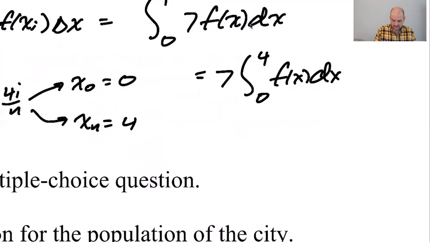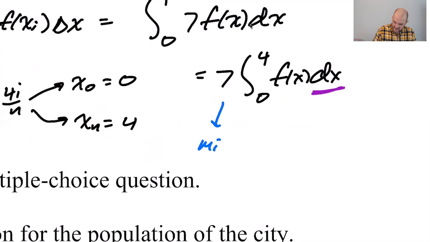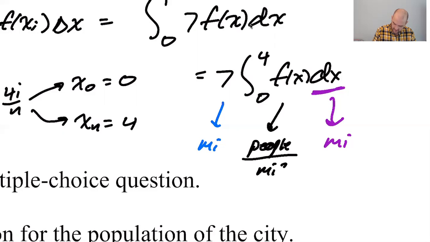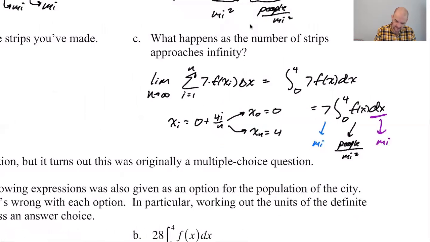Now, why does this work out? Let's look at the units. 7 is in miles. dx is also in miles, because we took miles and we split it up, right? dx was from delta x, and delta x is like miles just divided into pieces. So that's just in miles. And then f of x is in people per mile squared. So if we multiply those three quantities, we get people. So this is in fact the integral that we wanted. This will give us the total number of people who live in the city.